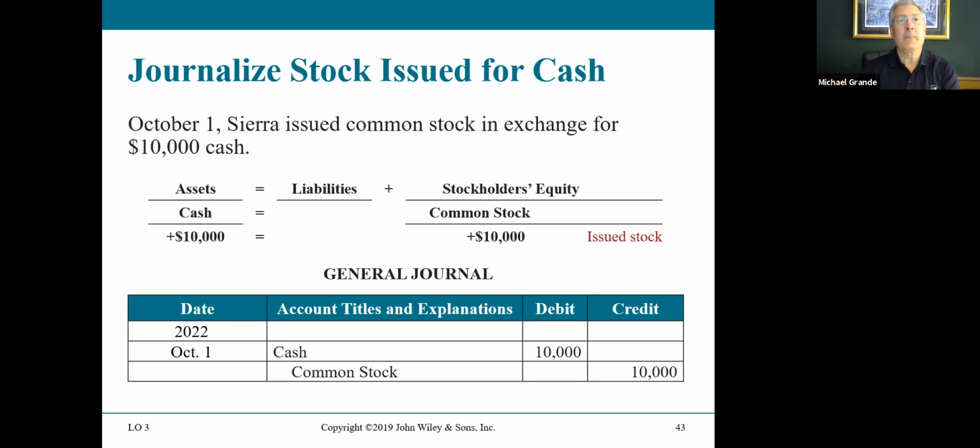So here's the first one. Sierra issued common stock in exchange for $10,000 cash. And we saw this one earlier, where cash goes up and common stock goes up. So let's remember to prepare our journal entry, what happens? So cash is affected, that's the first account. What happens to cash? Cash goes up. How do I increase cash? With a debit. What else happened? Common stock went up. To increase common stock, that's a credit. There's your journal entry. Debit cash, credit common stock. Debits equal credits. The accounting equation is in balance.